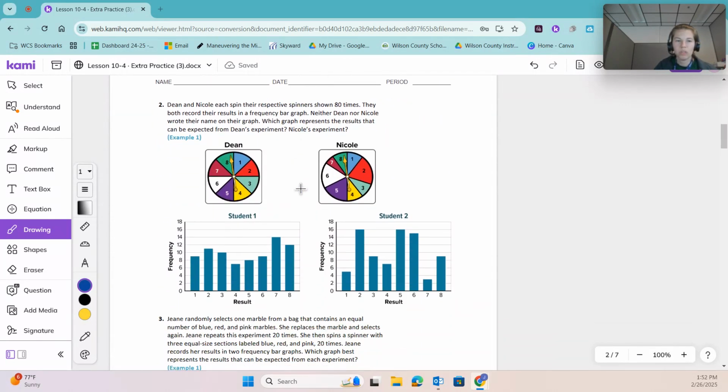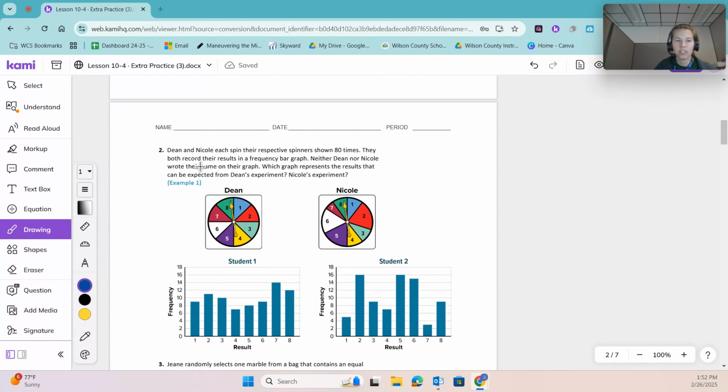This one is spinners. Dean and Nicole each spin their respective spinners shown 80 times. They both record their results in a frequency bar graph. Neither Dean nor Nicole wrote their name on their graph. Which graph represents the results that can be expected from Dean's experiment versus Nicole's?